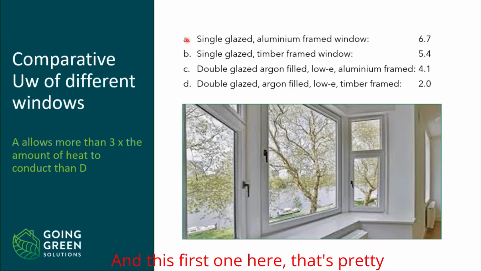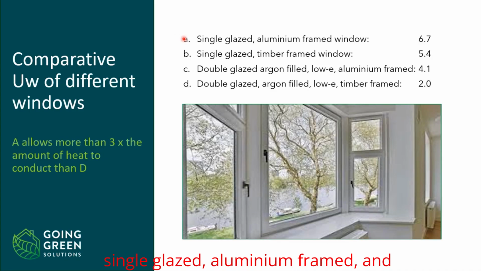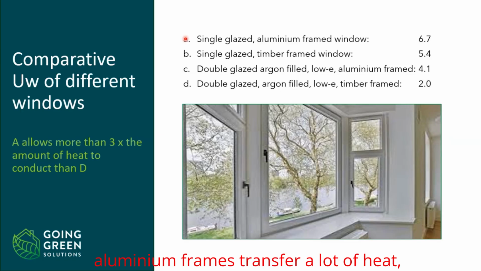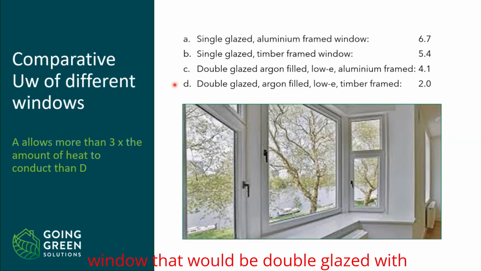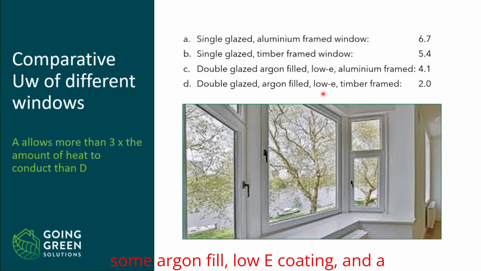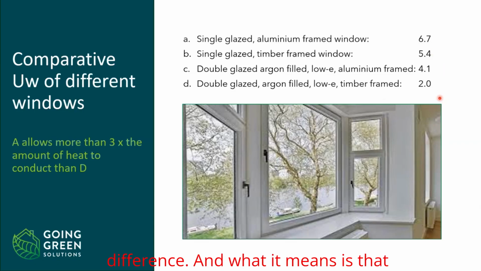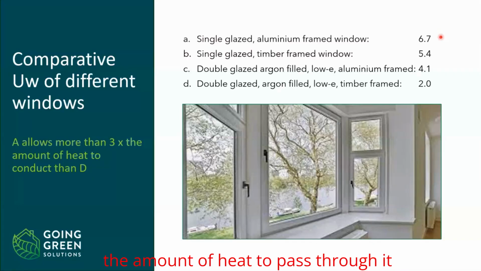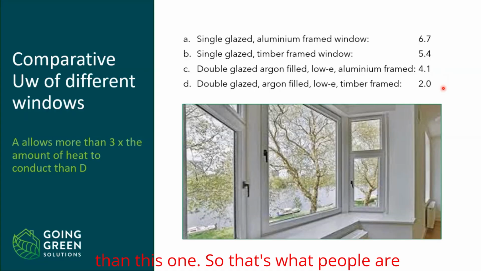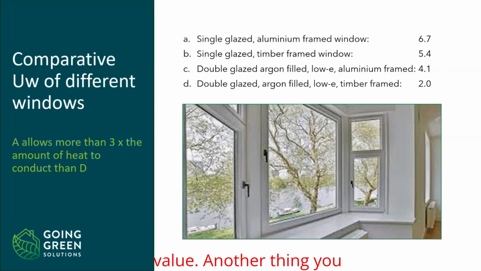And this first one here, that's pretty much the worst thermal protection you could have in a window. So it's single glazed, aluminium framed, and aluminium frames transfer a lot of heat. The U value is 6.7, which is quite high. If you compare that to the best kind of, or most protective window, that would be double glazed with some argon fill, low E coating, and a timber frame. That's 2. That's a big difference. And what it means is that this window allows more than 3 times the amount of heat to pass through it than this one. So that's what people are talking about when they talk about U value.